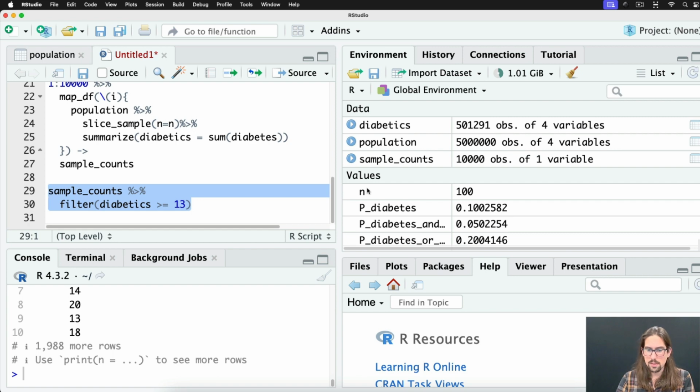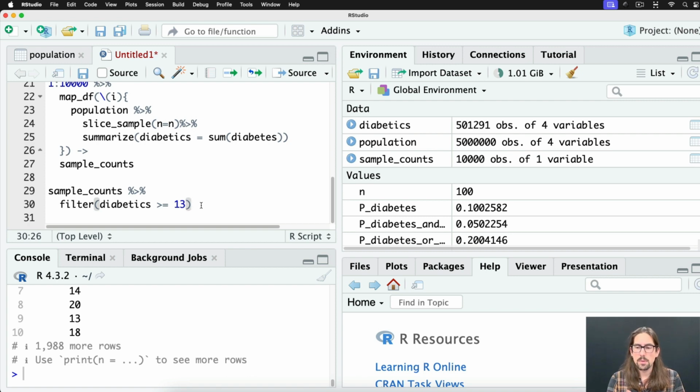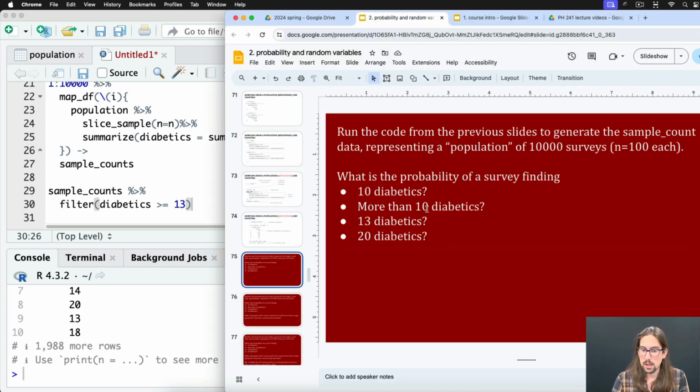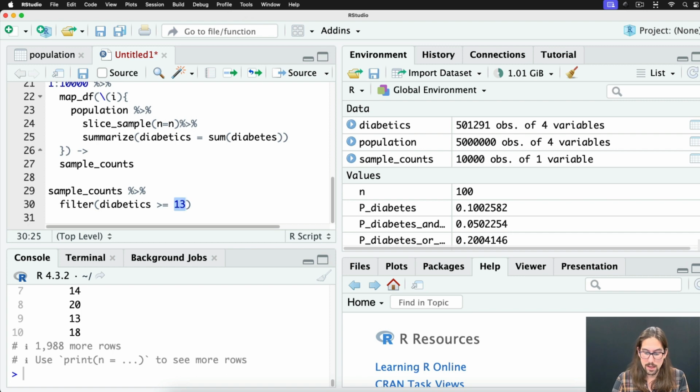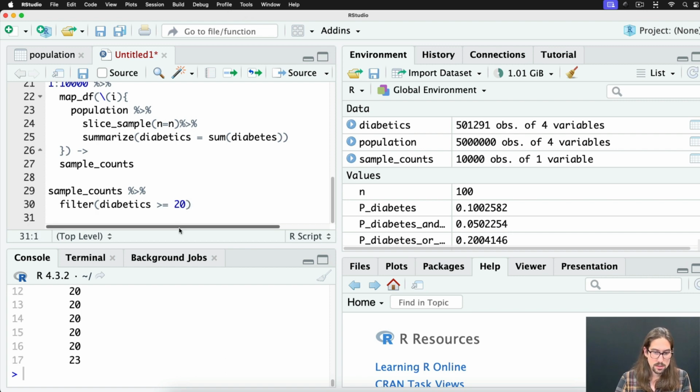So what that means is that for a survey result where those people got 13 diabetics, even in a population where the chance of somebody having diabetes is only 10%, 1 out of 5 surveys that you do, you're going to get a result with 13 or more diabetics. That's what that means, right? Roughly speaking. Even getting 20 diabetics, let's see what the chance of that is.